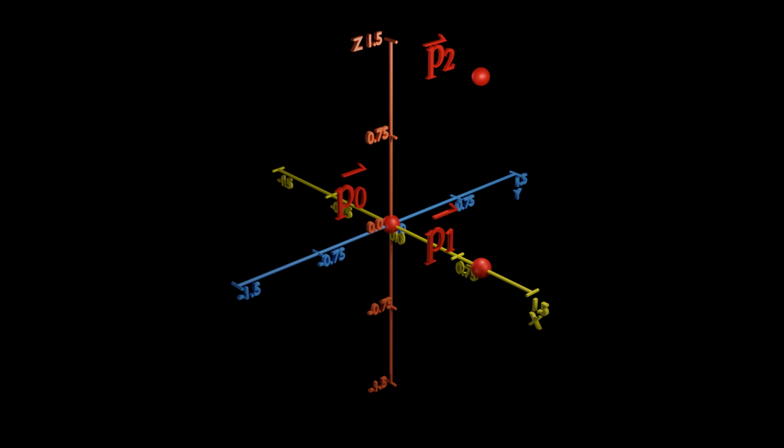So we can define vectors that go between these points. So we define a vector here, as you can see in purple, from point P0 to point P1, and we can define a vector from point P0 to P2, again shown here in purple. And then we can label those 2 vectors. We're going to call them U and V.